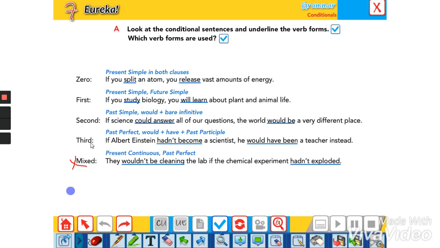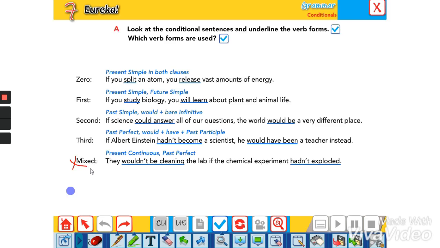And in the third conditional, if Albert Einstein hadn't become a scientist, he would have been a teacher instead. So the verb in here, hadn't become, had plus the past participle form of the verb, which is verb 3. This is the past perfect. And in the second part, which is the main clause part, would have followed by the past participle or the verb 3. Okay, so that's all for the conditionals that we covered in the last two classes.